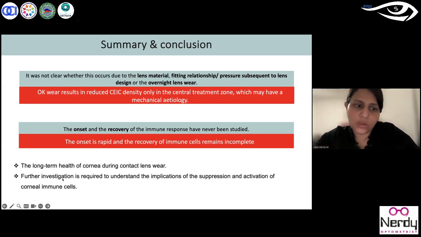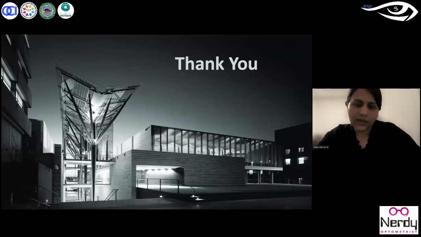So we need to further investigate this, like the implication of suppression or activation of immune cells. We need to understand what immune suppression and activation in corneas show us. So these are the results for today, what happens to the immune cells of the cornea during contact lens wear. And with this, I would like to thank you all.